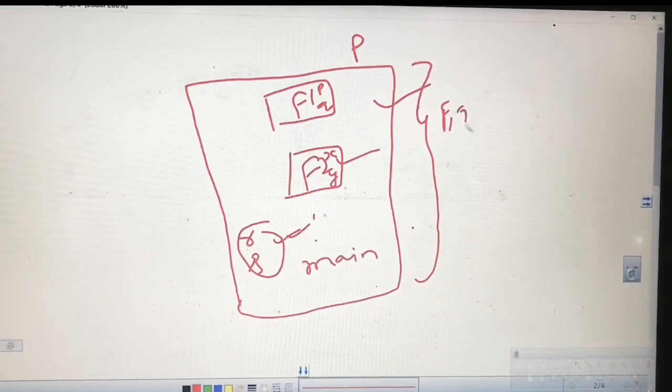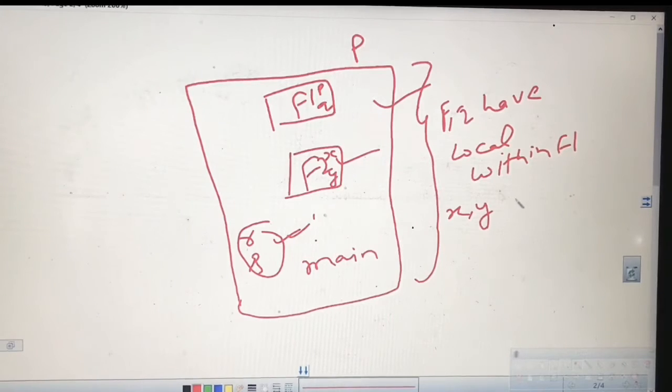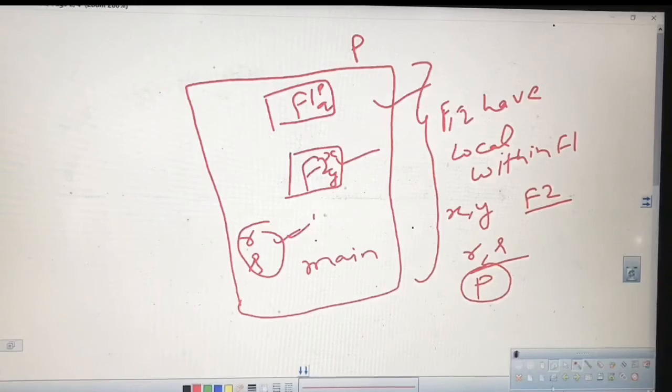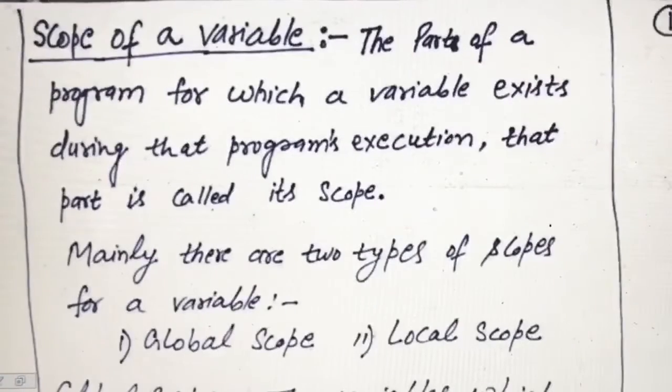So here P and Q have local scope within F1, when F1 is executed, and X and Y have local scope within F2, when F2 is called. But R and S have global scope in the whole program P. That is called global scope. So based on which part of the execution they exist in memory, the scope of the variable is defined. Based on that, the scope of a variable is of two types: first is global scope and the second is local scope.